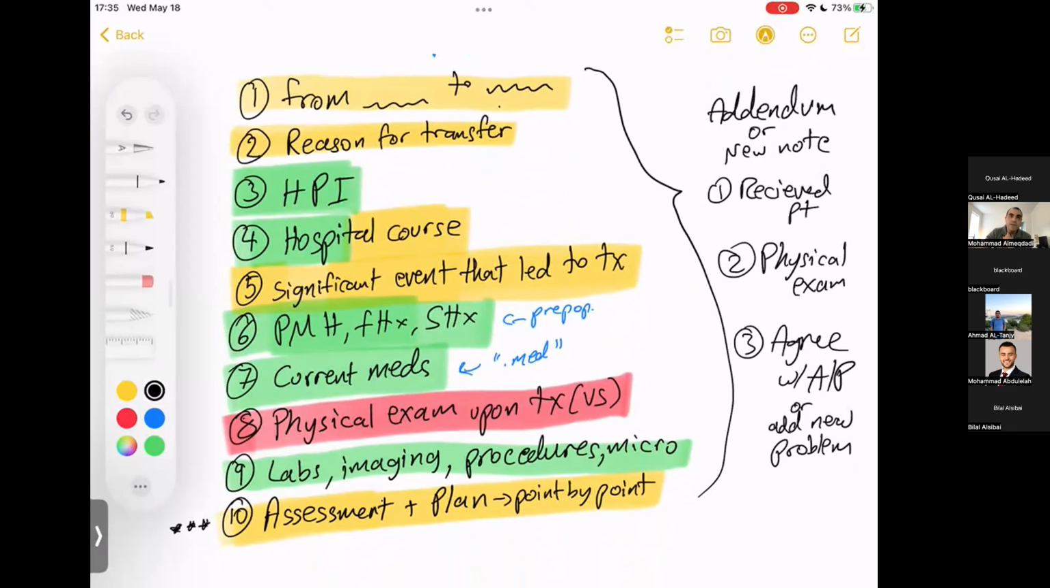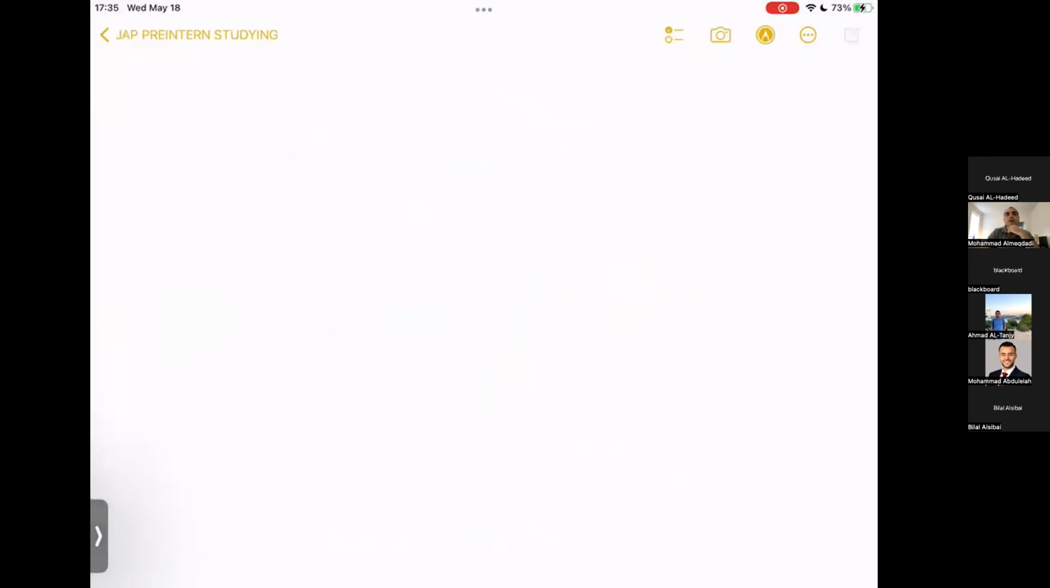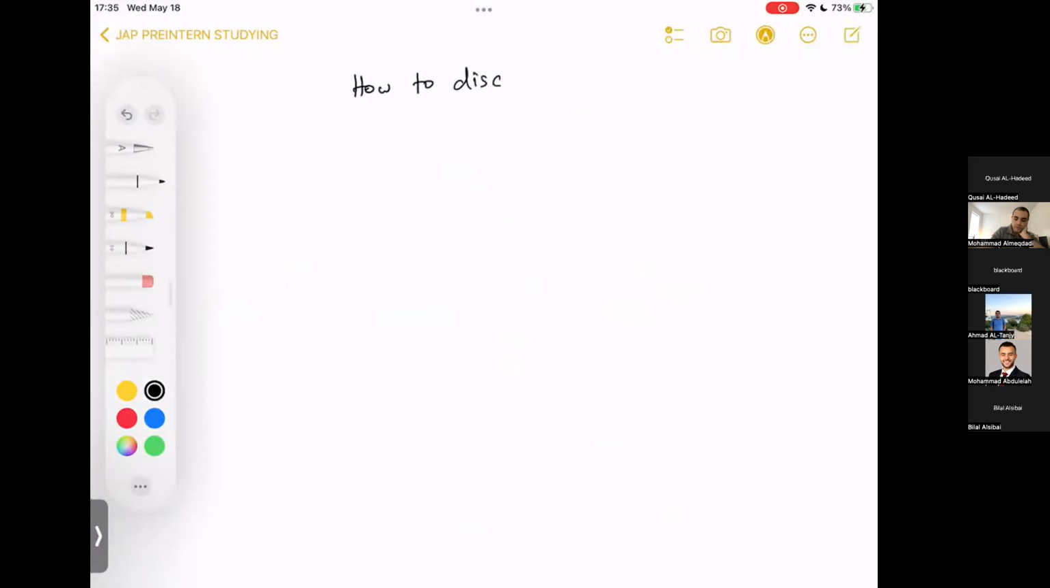Okay, cool. I'm just going to talk briefly about, now that you know how to transfer a patient, you know how to admit a patient, it's very important for you to know how to discharge a patient. Okay, so how do you discharge patients?